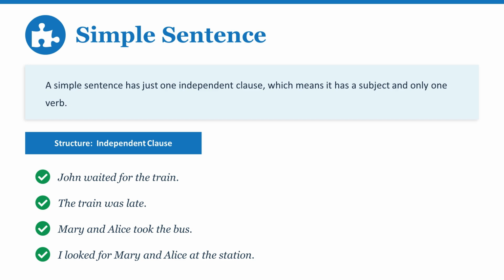John waited for the train. Here, John is the subject and waited is the verb. The train was late. Again, one subject, the train, and one verb, was late. Mary and Alice took the bus. Even though there are 2 subjects, there is still only one verb, took. And, I looked for Mary and Alice at the station. All of these are simple sentences because each one has just one independent clause.